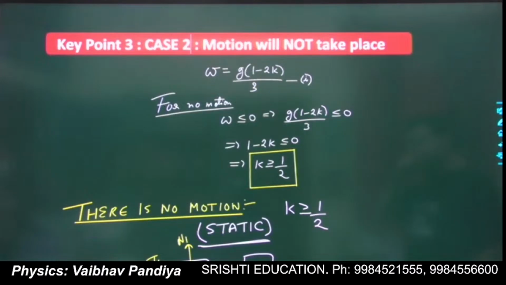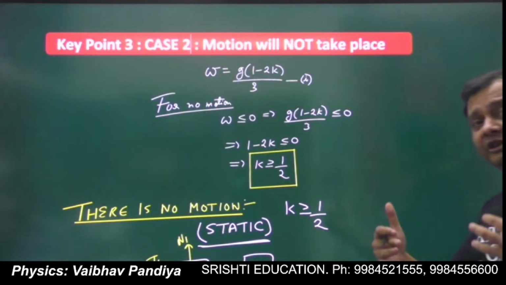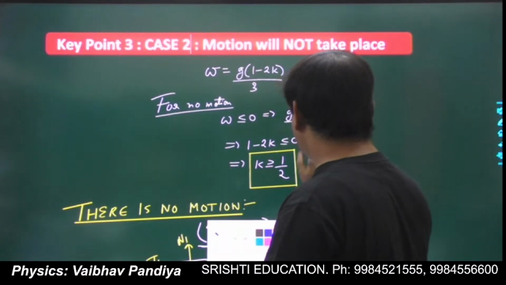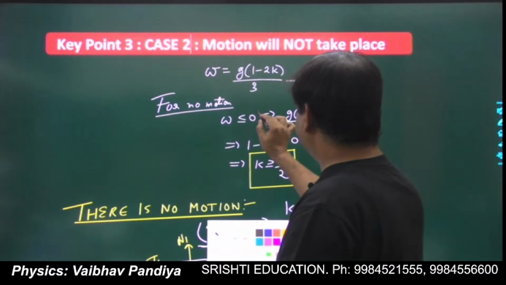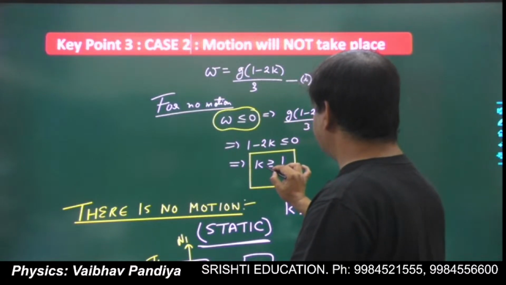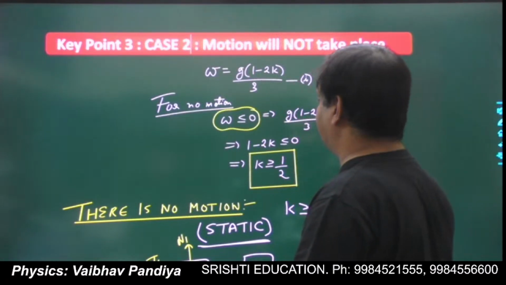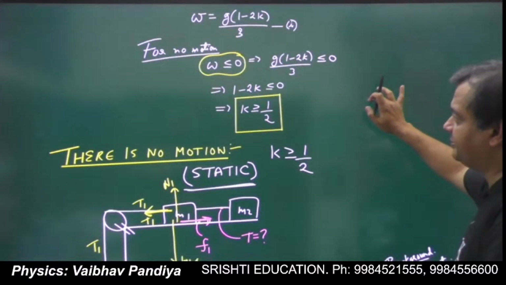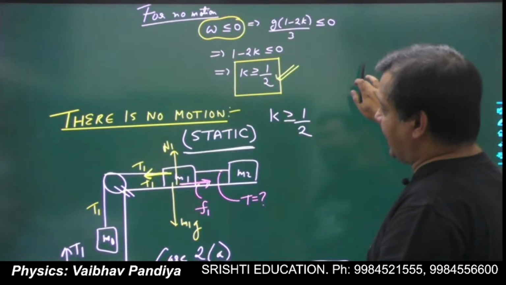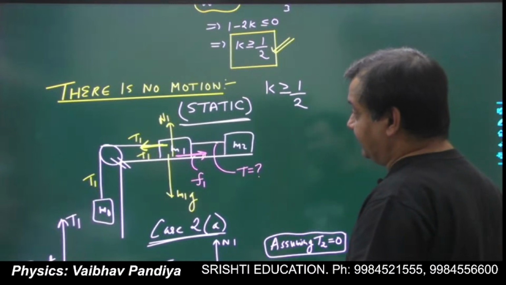Then we have seen the second case, when the motion will not take place. So if the motion will not take place, then according to the standard convention, the acceleration must come to be less than or equal to 0. So this is giving you the value of k to be greater than or equal to half. Correct? So in this case, the motion will not take place.